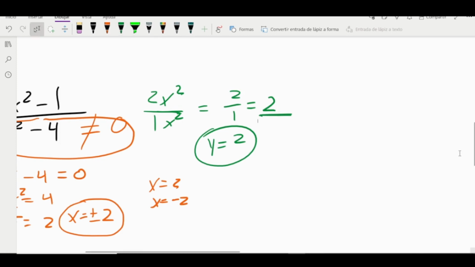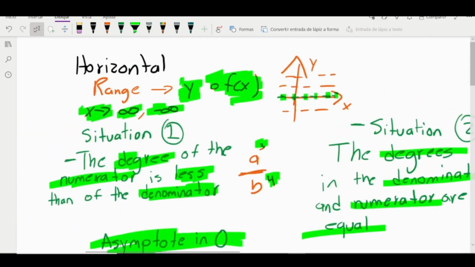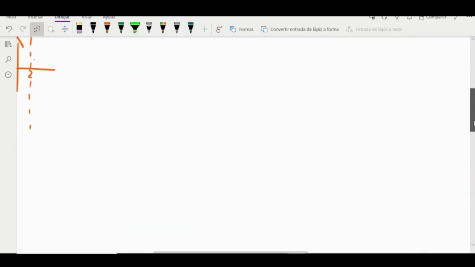Okay, and for this, let's check this situation. Remember, this was the second situation in the theory, when the degrees are equal. Just so you remember where this idea was taken from. And let me show you the graph.